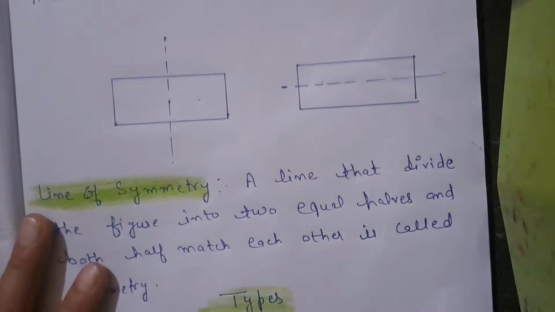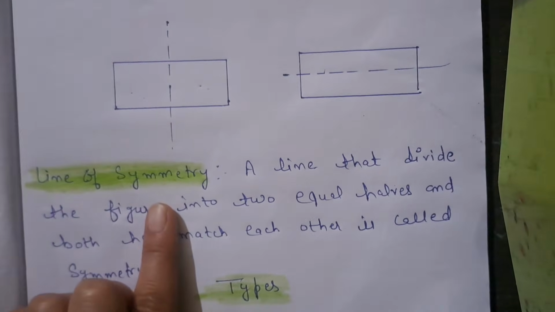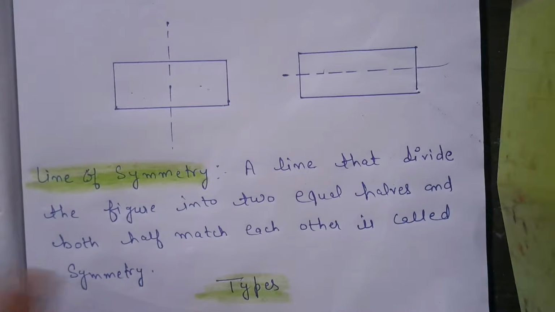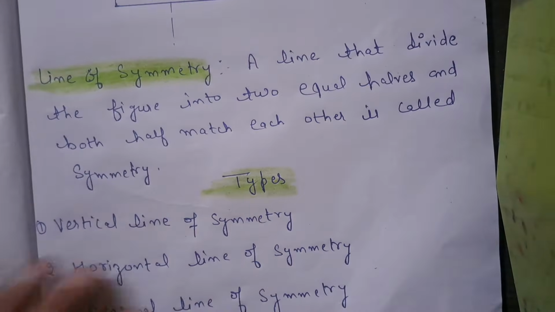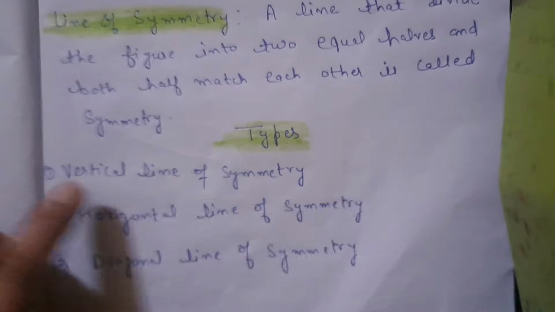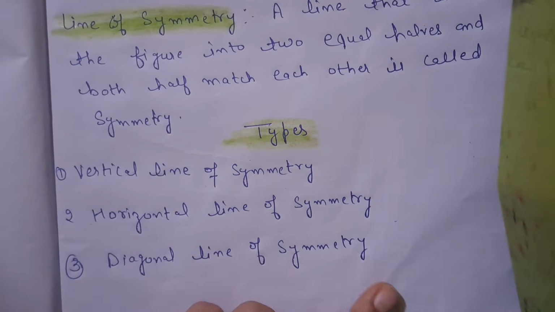Okay. Then after that we did line of symmetry. What is the line of symmetry? A line which divides the figure into two equal halves and both the halves exactly match each other is called a line of symmetry. And how many types of line of symmetry? Three: vertical line of symmetry, horizontal line of symmetry, and diagonal line of symmetry.